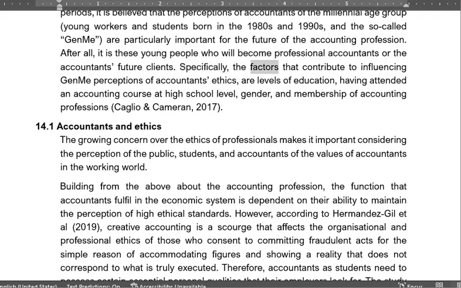Specifically, the factors that contribute to influencing Gen Me perceptions of accountants' ethics are levels of education, having attended an accounting course at high school level, gender, and membership of accounting professions, Callio and Cameron, 2017.